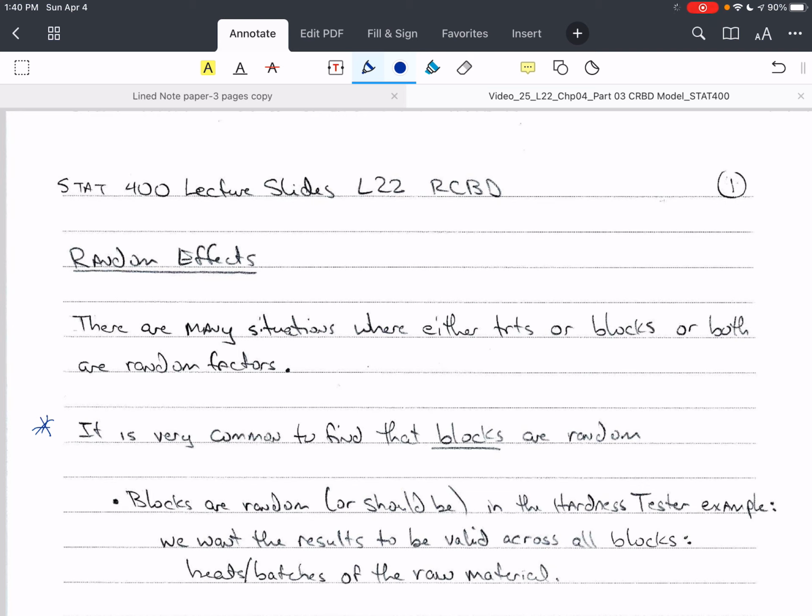Okay? In fact, in the hardness tester example that we had, our blocks should be random because those were 2 heats or batches of raw material. And we don't want our results to only be good for those 2 batches of material. We'd like the results to extend to all possible heats or batches of materials, and the way we do that is by randomly selecting those 2 heats or batches for the experiment. And then we can extend our results to the entire population of batches, at least from that supplier, for that alloy. Okay?